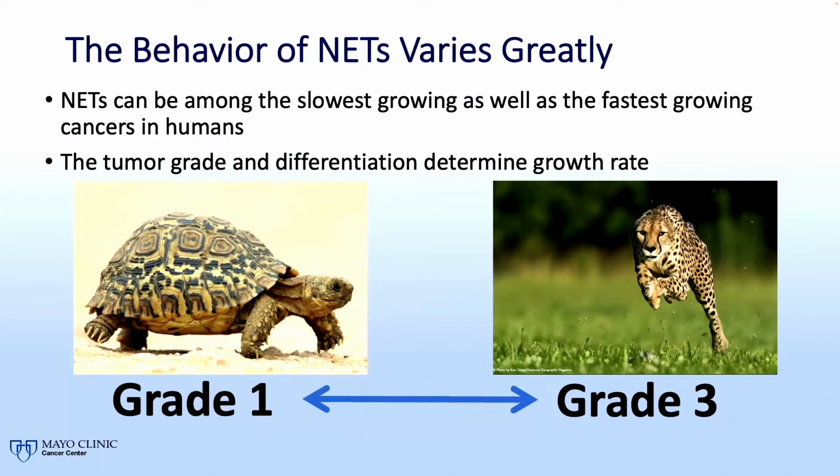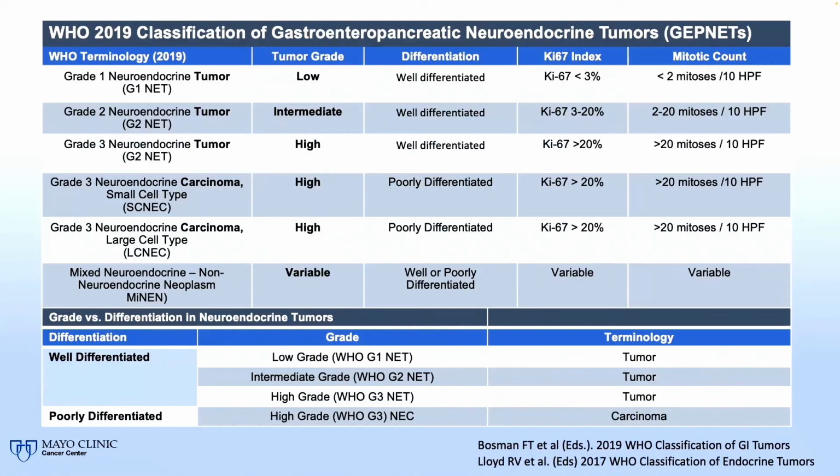But there are a lot of differences. Some of the grade 3s actually don't move that fast. Some of the grade 1s are in a really bad location and are much more of a threat to your life and health than a grade 3 tumor in a better location. So it's not just about grade. And I'm going to test you on this at the end of the day. So you have to memorize this table. No, I'm kidding. You don't have to do that.